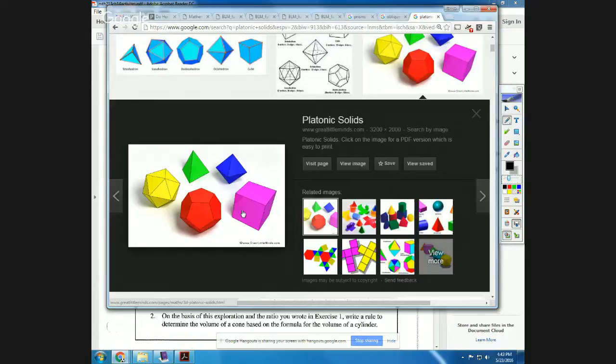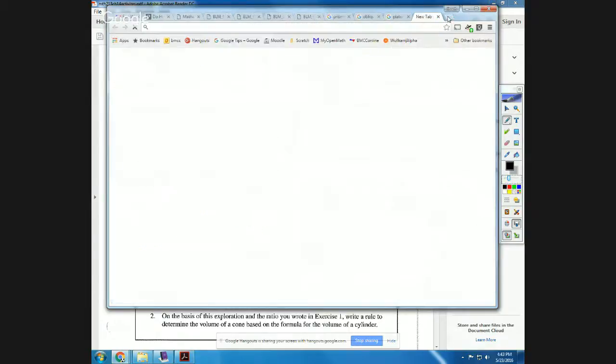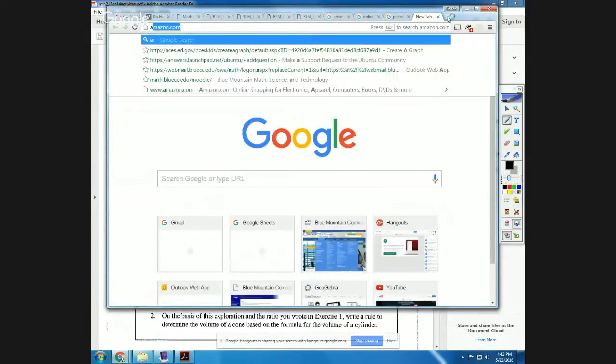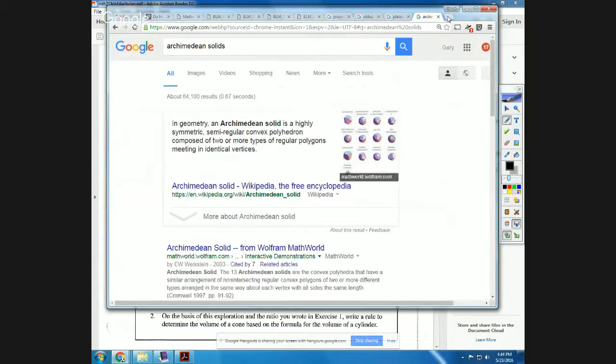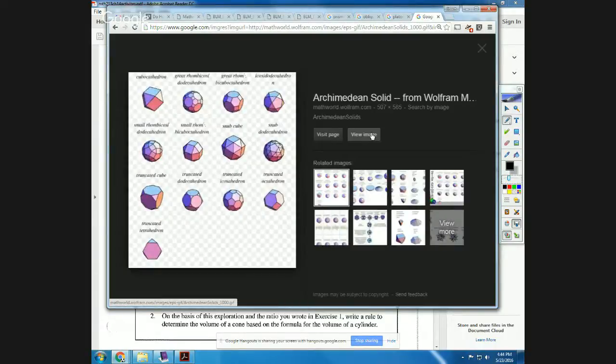There's a ton, though, of semi-regular ones. There's a whole classification called the Archimedean solids, which are just mind-blowing to me. Archimedean solids. And they are not in the book, unfortunately. On 872, the next page, they show a truncated icosahedron, which probably would show up here too. Let's see. The truncated icosahedron is, really? Oh, there it is, right there.